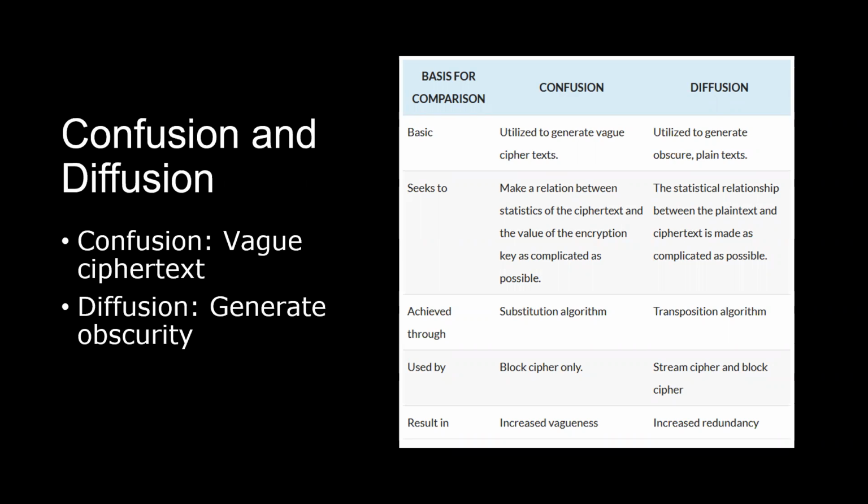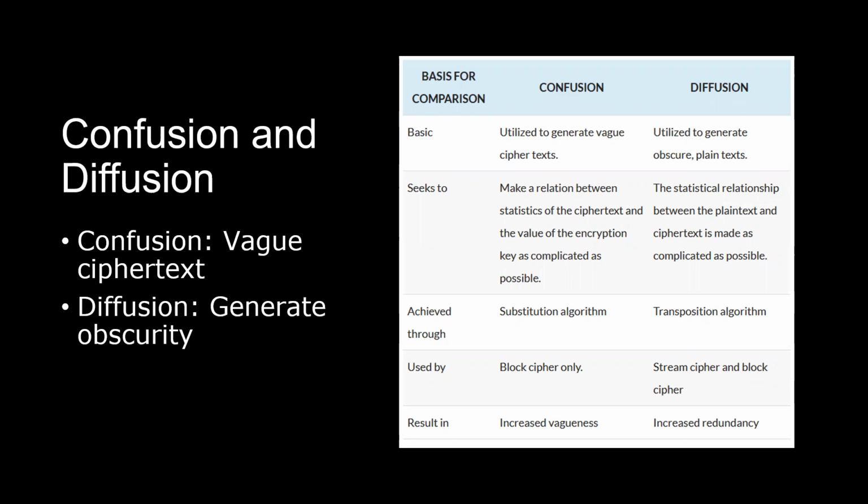Confusion seeks to make the relation between the statistics of the ciphertext and the value of the encryption key as complicated as possible, while diffusion states that the statistical relationship between plain text and ciphertext is made complicated. So in layman's terms, confusion is the cryptographic technique that allows an increased vagueness of the ciphertext. That ensures the ciphertext gives no clue about the plain text.